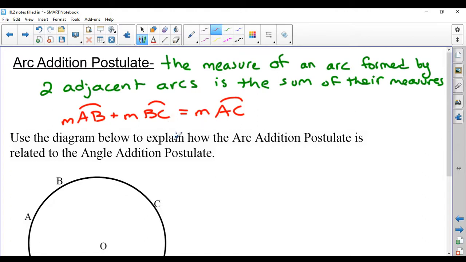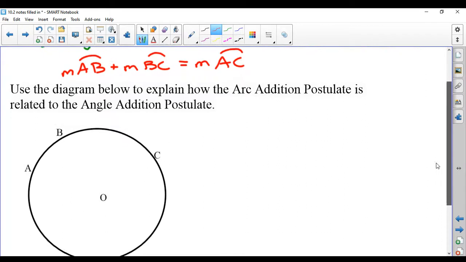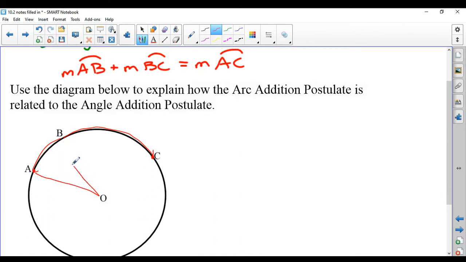Arc addition postulate says the measure of an arc formed by two adjacent arcs is the sum of their measures. So if we look in the diagram down here, it says the measure of arc AB plus the measure of arc BC equals the measure of the whole arc. We can see this and prove it by thinking about what we know about angle addition postulate already. So if I connect A to O, B to O, and C to O, we would use angle addition postulate to say the measure of angle AOB plus the measure of angle BOC equals the measure of angle AOC.